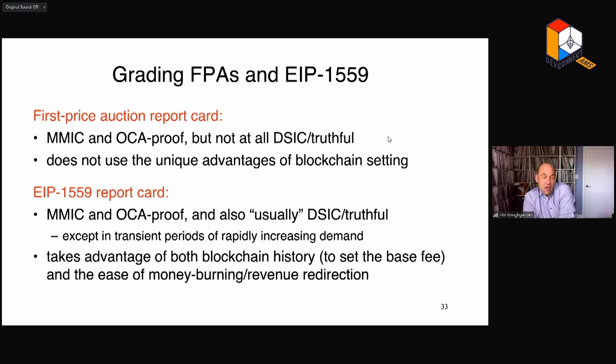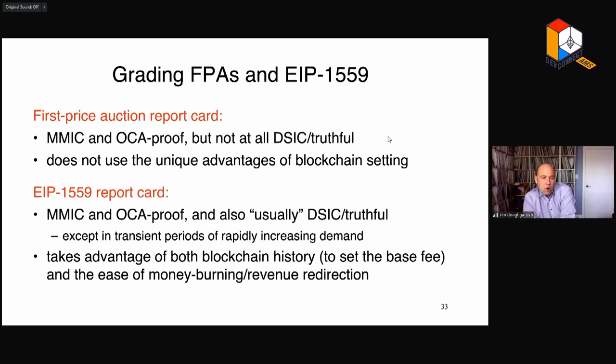And then the design is also very satisfying in that it really does take advantage of the two things we had going for us in the blockchain setting. It heavily uses the past in order to tune the base fee over time. And then it heavily uses the programmatic control over where transaction fee revenue goes. As we saw, it really needed to be burned or otherwise withheld from the block's producer.